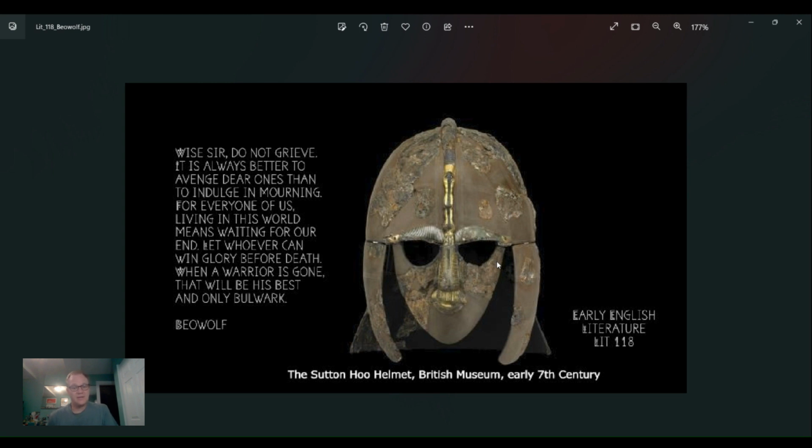What we have on the left here is a quote from Beowulf, mainly that it's just going to identify the idea of avenging, and it is better to avenge dear ones than to indulge in mourning. Right, that's the idea from Beowulf, and what I'm trying to do with this infographic is connect it to that history. And here's the Sutton Hoo helmet that was discovered, I think, in the 1970s, but it is circa the 7th century, so early 1600s. I want the students to see that connection to the history here.